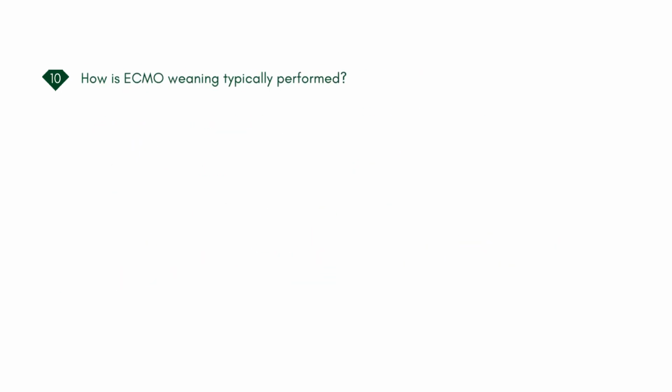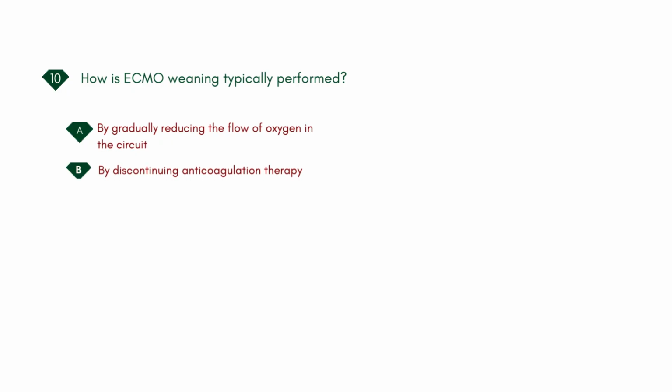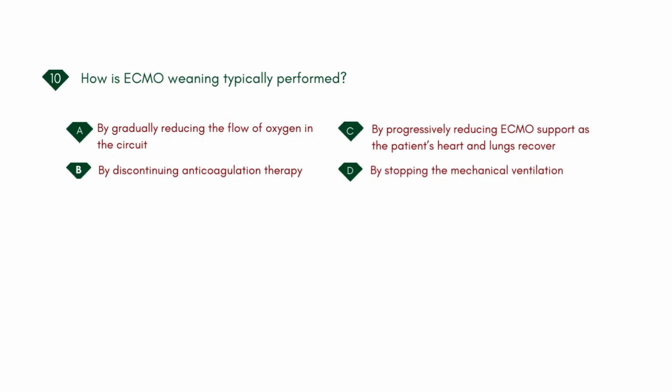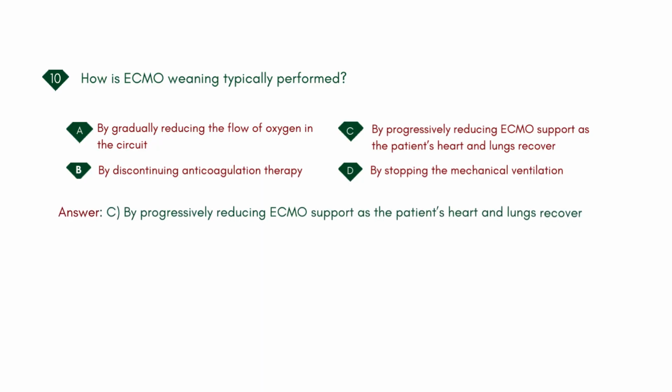How is ECMO weaning typically performed? A. By gradually reducing the flow of oxygen in the circuit. B. By discontinuing anticoagulation therapy. C. By progressively reducing ECMO support as the patient's heart and lungs recover. D. By stopping the mechanical ventilation. Answer: C. By progressively reducing ECMO support as the patient's heart and lungs recover.